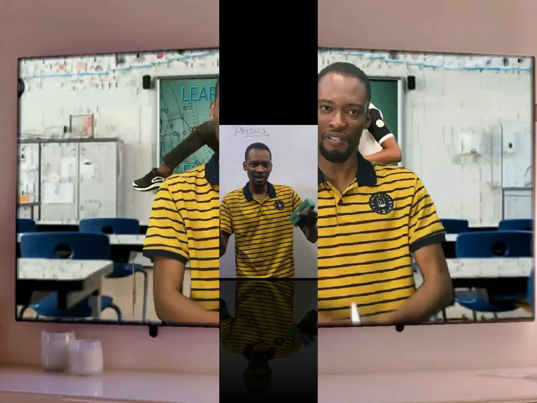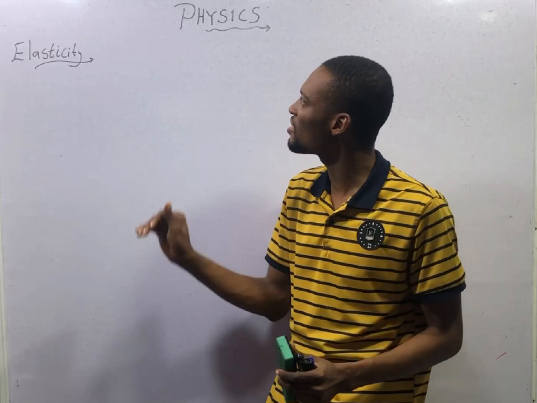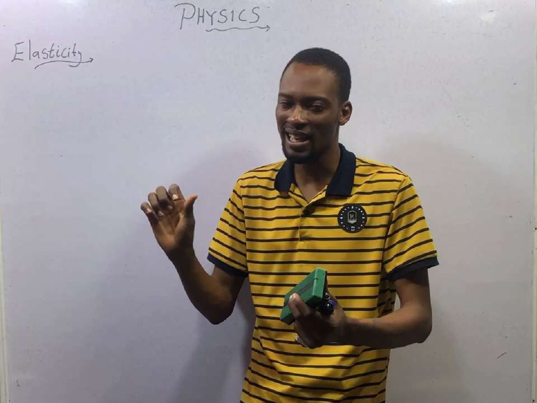You are welcome to episode number 29 of the 120 Days to Jamb Physics with Flash Isaac. In this episode, we shall be looking at elasticity and Hooke's law.